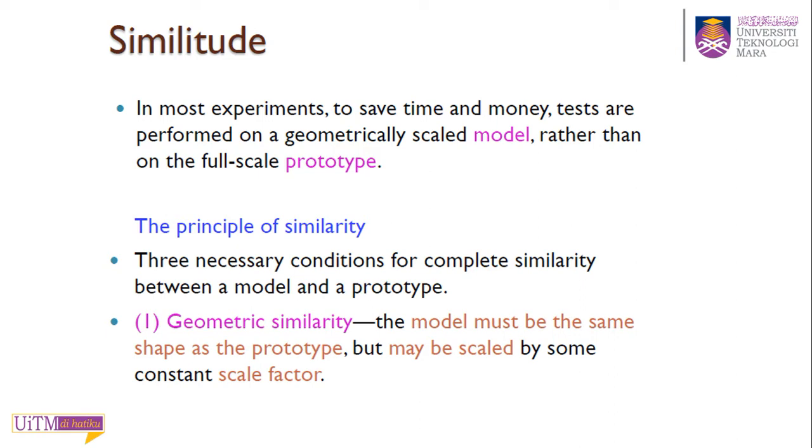The first one is the geometry, of course. If you want to make a car, the geometry of the model and the prototype, or the real one, must be the same. You cannot have a model with a different geometry from your prototype. That's not a similitude. You must make sure the geometry is the same. Okay, so that's the first one.